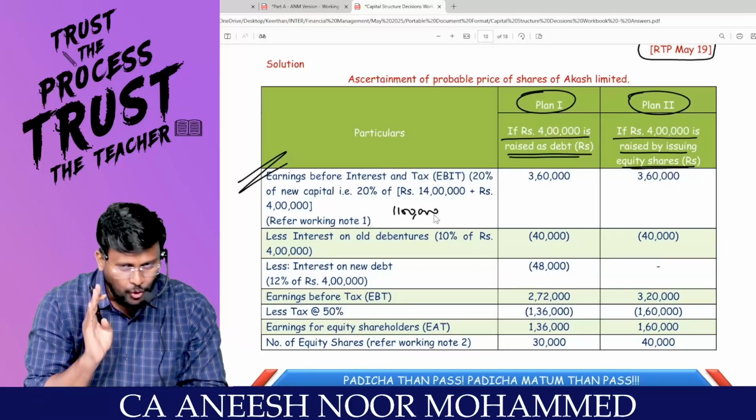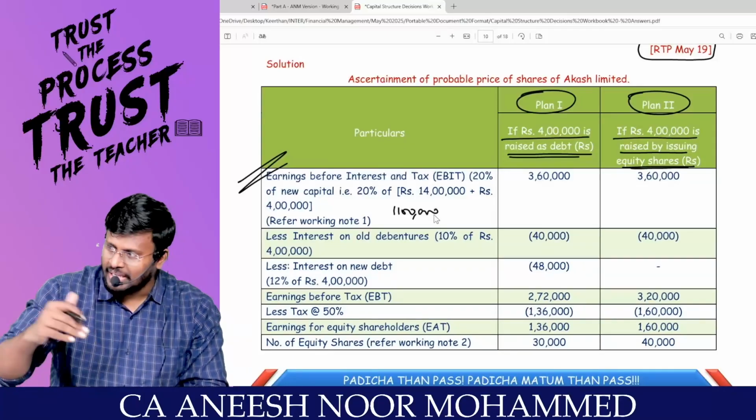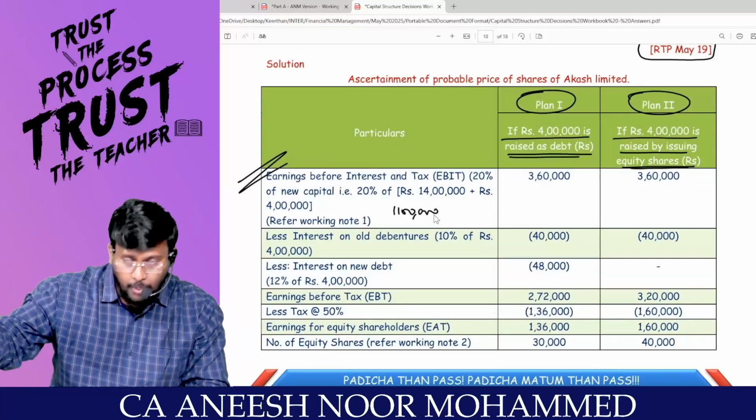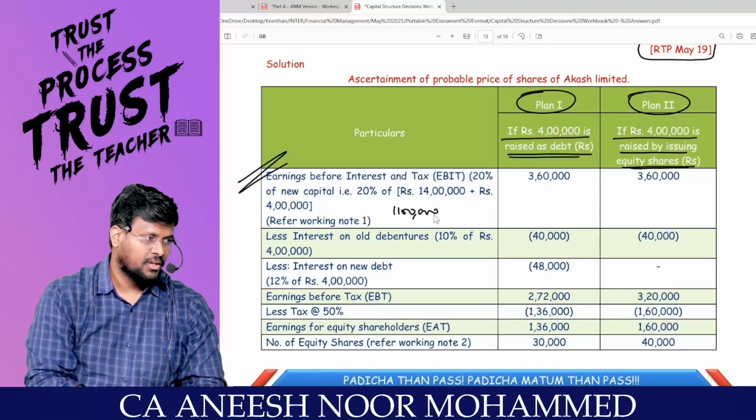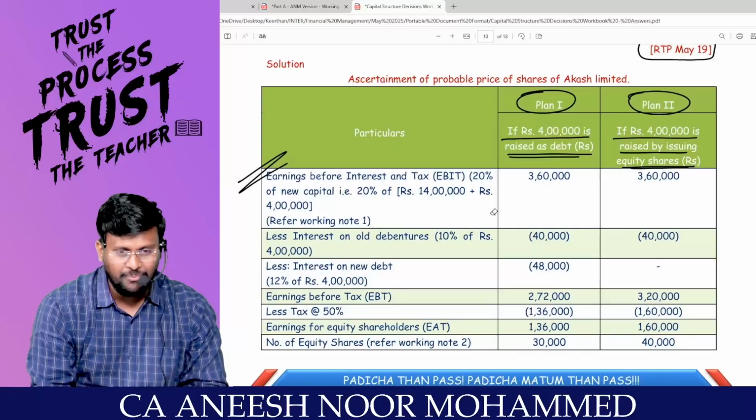No sir, only 4 lakhs. 7 lakh is already there as reserves and surplus. Is it part of the old project or part of the new project? Part of the old project. That means the new project requires only capital of 4 lakhs.